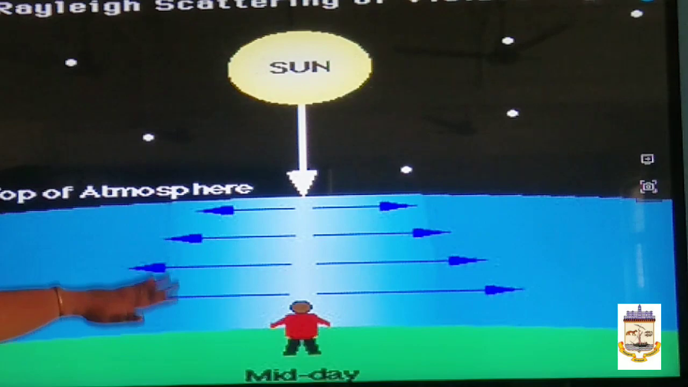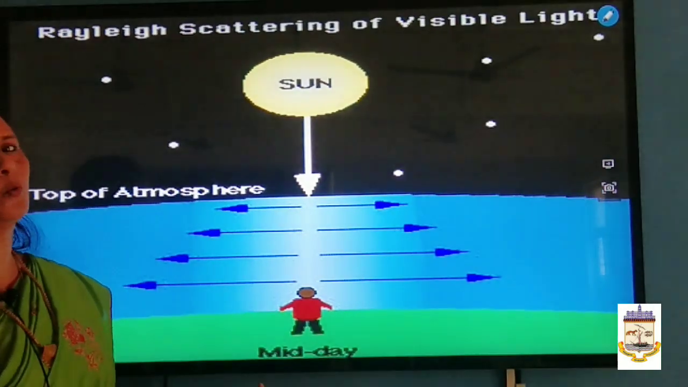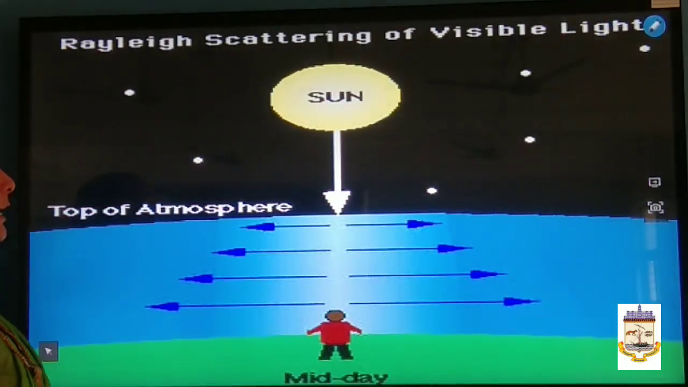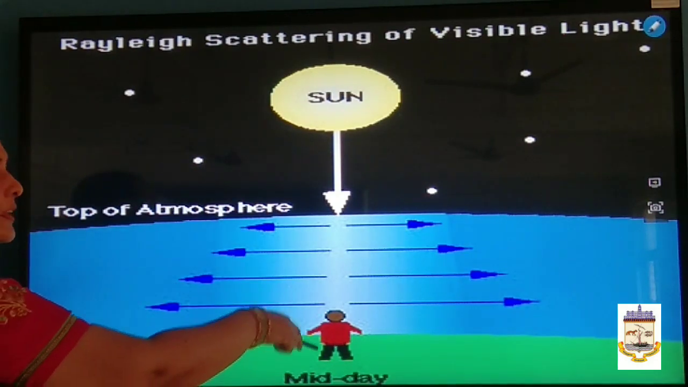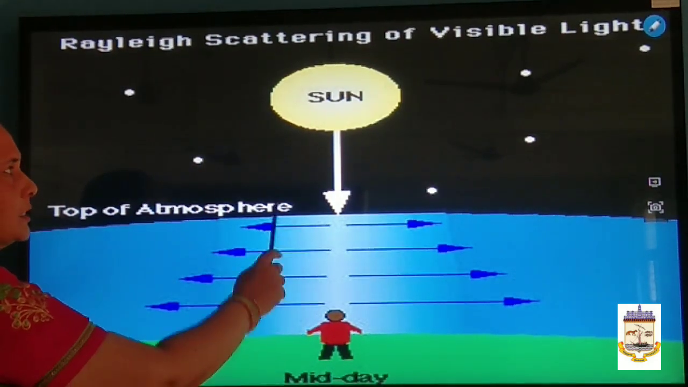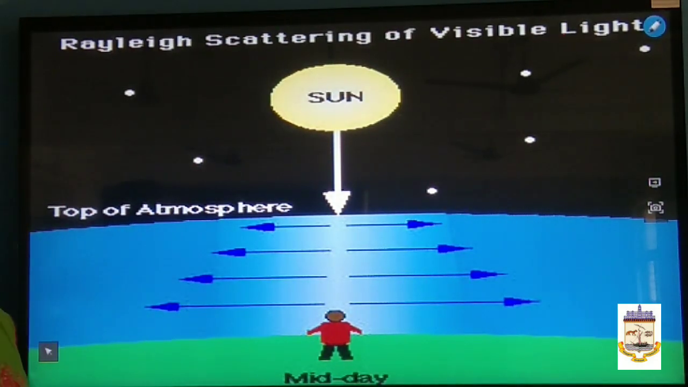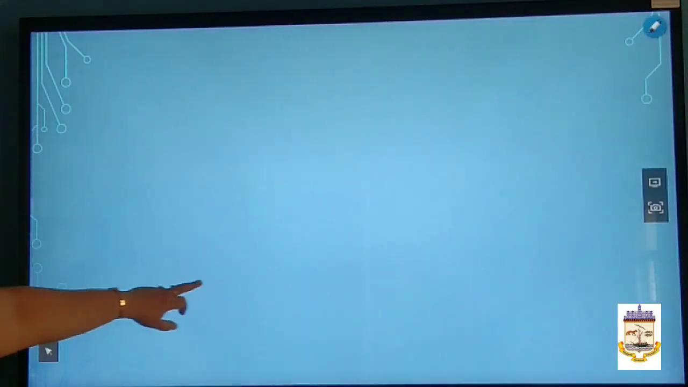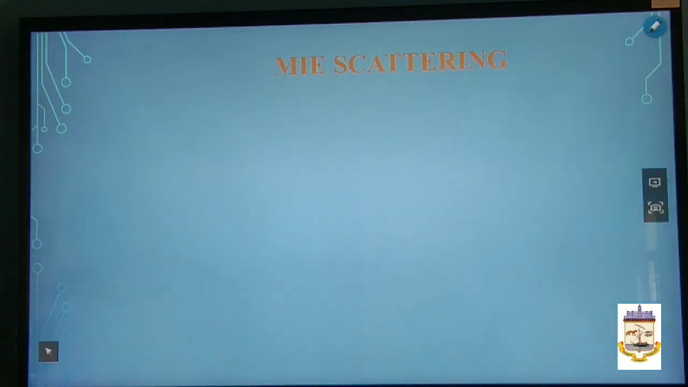Clear children? So, this is at noon, midday. What happens? So, children, at noon all the rays reach the earth directly. So, you can see only the white color of the sun's rays. Next one is the Mie scattering.